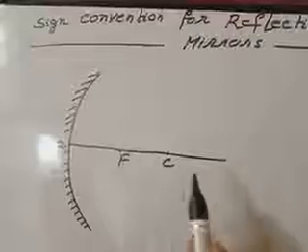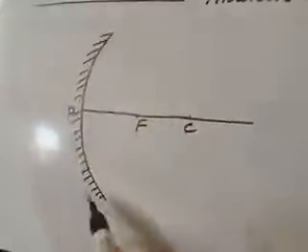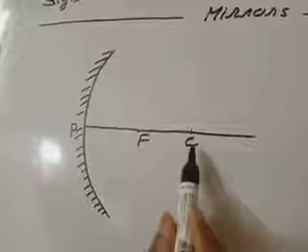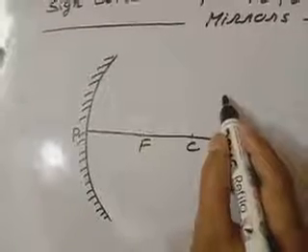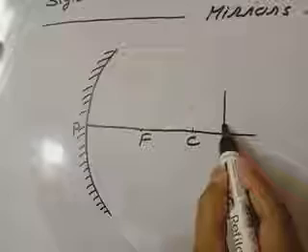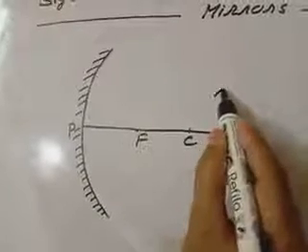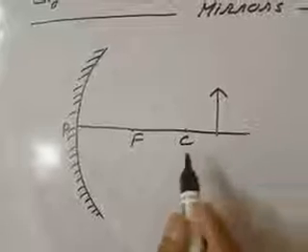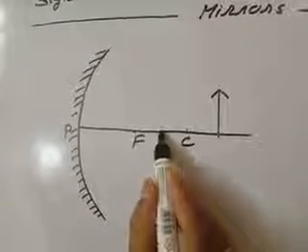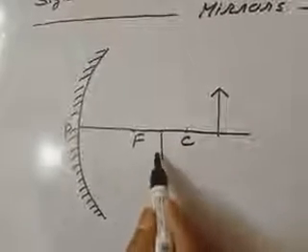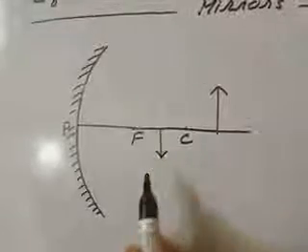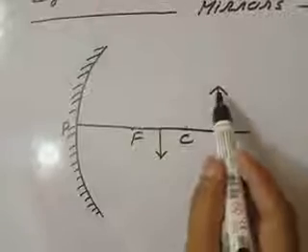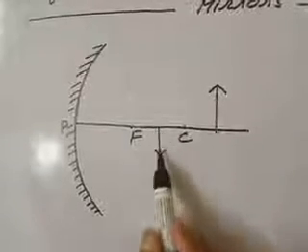Let us consider a concave mirror with its pole, principal focus, and center of curvature. Suppose you keep an object beyond C, beyond the center of curvature. Since you have already done the ray diagram, the image will form in between F and C. Now we will measure the distances to the object and the image.